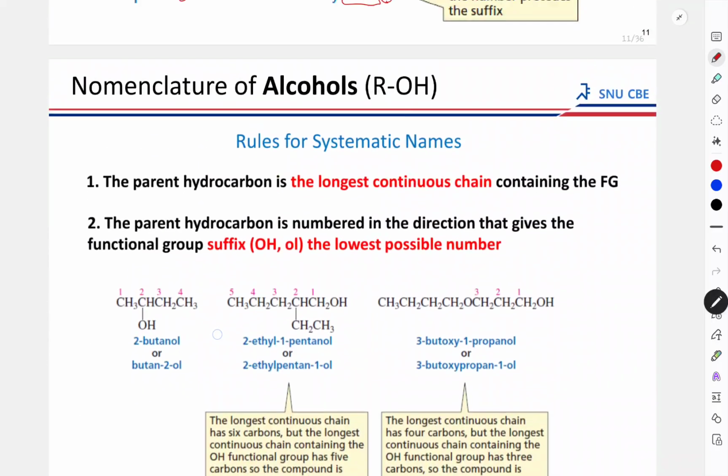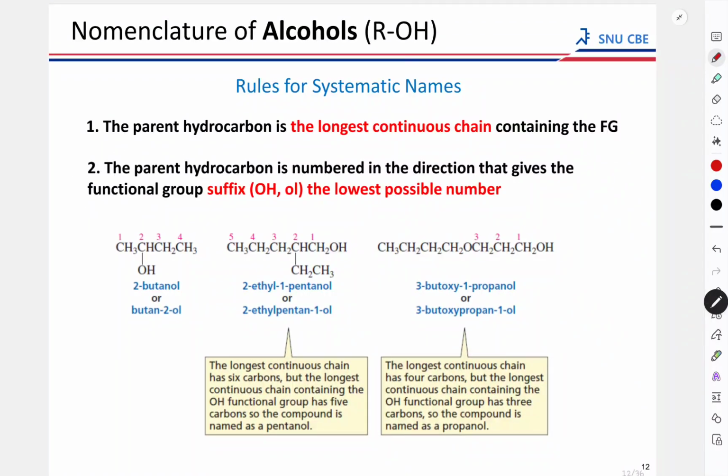Rules for systematic names. It's all logical, and if you are familiar with the naming system for alkanes and alkyl halides, I'm pretty sure all the rules covered for alcohols and amines are just an extension. So rule number 1, the parent hydrocarbon is the longest continuous chain containing the functional group. So you should identify the longest possible chain that contains the OH group.